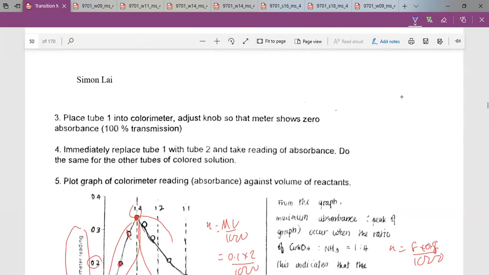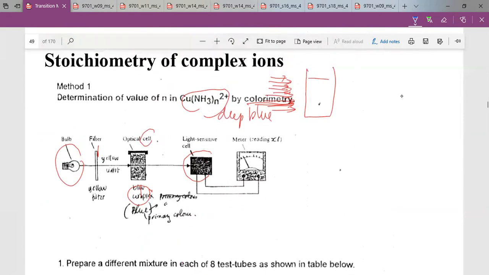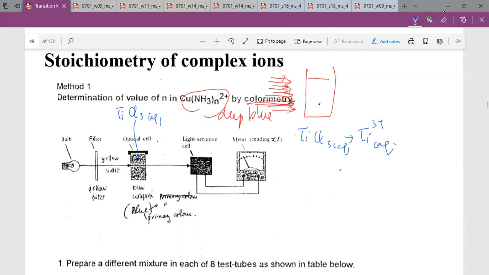Now this is a colorimeter. Let me rub off a bit of things here first. Now, I will put the titanium chloride in the cell here. TiCl3 aqueous will actually give me Ti3+ aqueous plus 3Cl- aqueous.